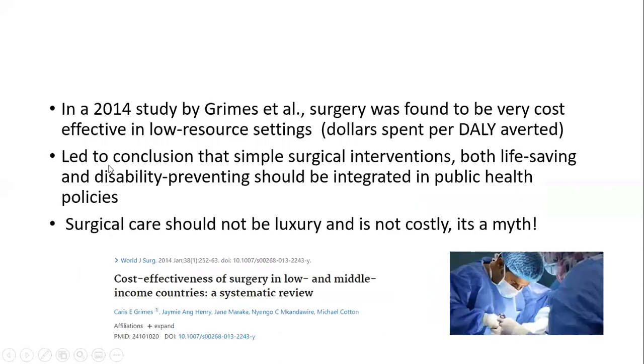So in 2014 a study on surgery found that it could be very cost effective in low resource settings. We discussed disability adjusted life years in the previous lecture; it's a way to measure disease burden, right? And we can see from this study that it's cost effective. We didn't use that many dollars to save so many DALYs. I will show you a figure later, so you'll understand what I mean. But the conclusion is that simple surgical interventions, both life-saving and disability preventing, should be integrated in public health policies. Surgical care should not be a luxury, and it is not costly. It's a myth that it's costly.